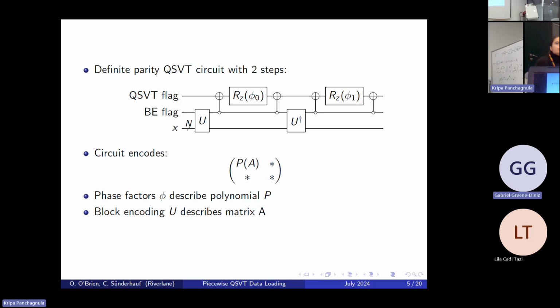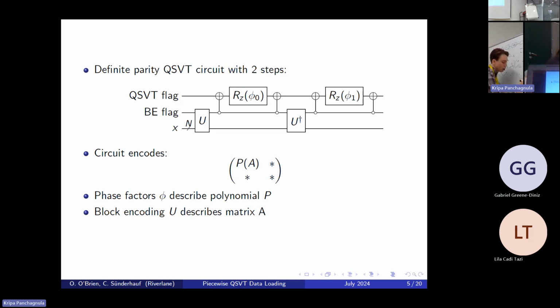There are a couple of caveats to bear in mind here. One is that you can't approximate any polynomial with this technique. I can only approximate polynomials where P is of definite parity, because otherwise, if they're not the same size, A plus A dagger won't be an operation like before.